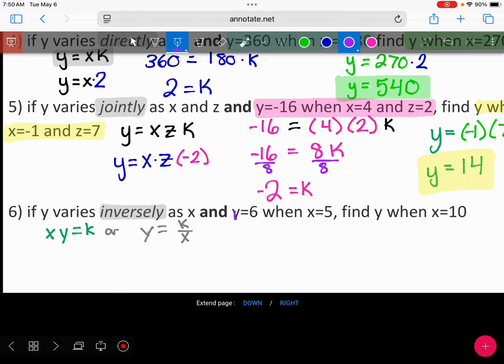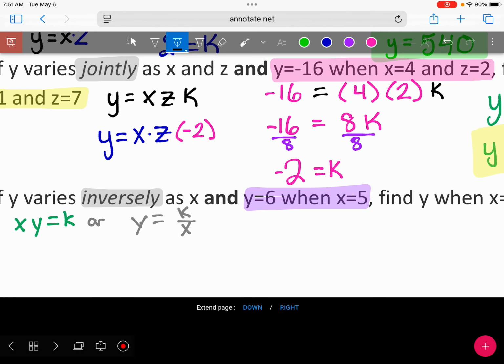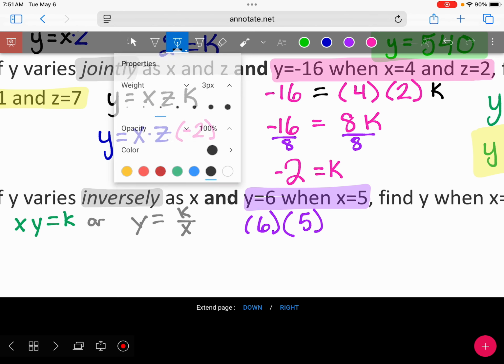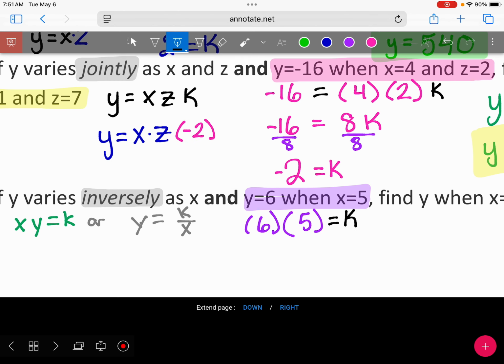So the example that they give us, our first step is to look at our y equals 6 when x equals 5. So we know that our 6 times that 5 is going to equal k, that constant. So what is our k going to equal on this one? 30.